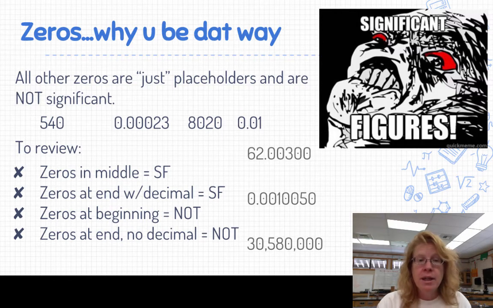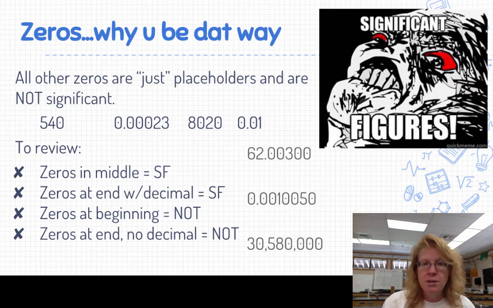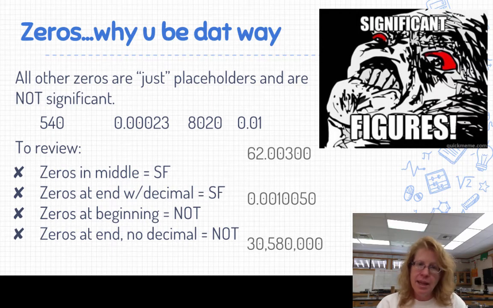And then the last one, 0.01, again, those are leading zeros. Leading zeros are not significant. So it's a little bit of a weird process dealing with zeros. Again, trapped zeros are always significant, and zeros at the end, if there is a decimal place, are significant, but anything else does not count.